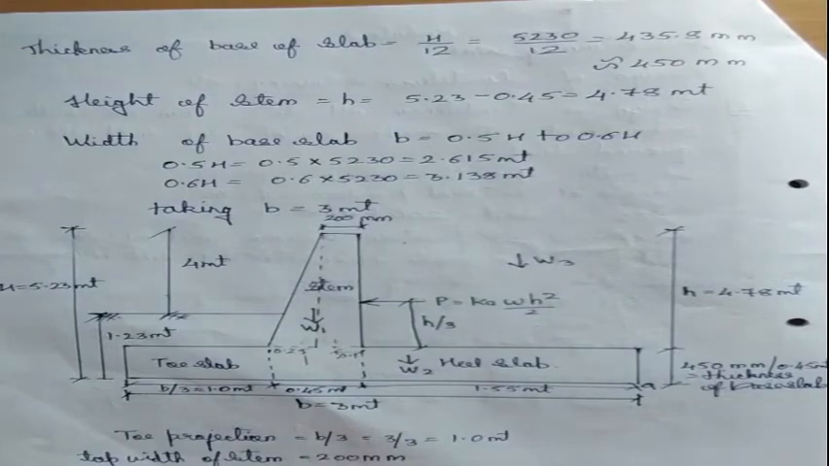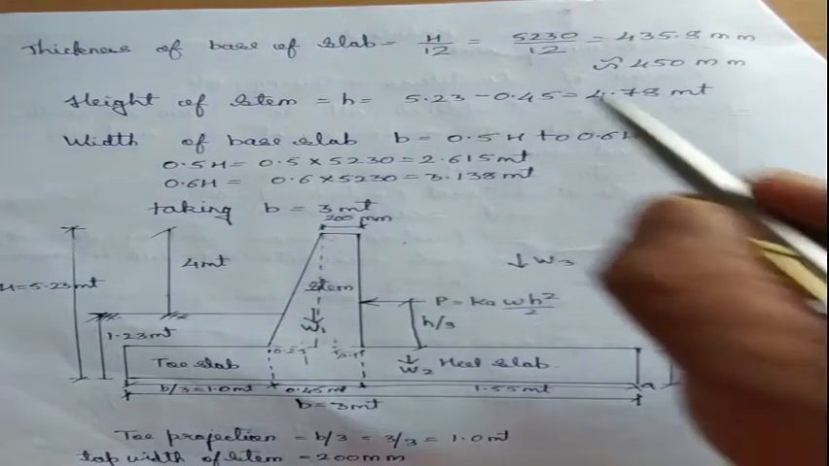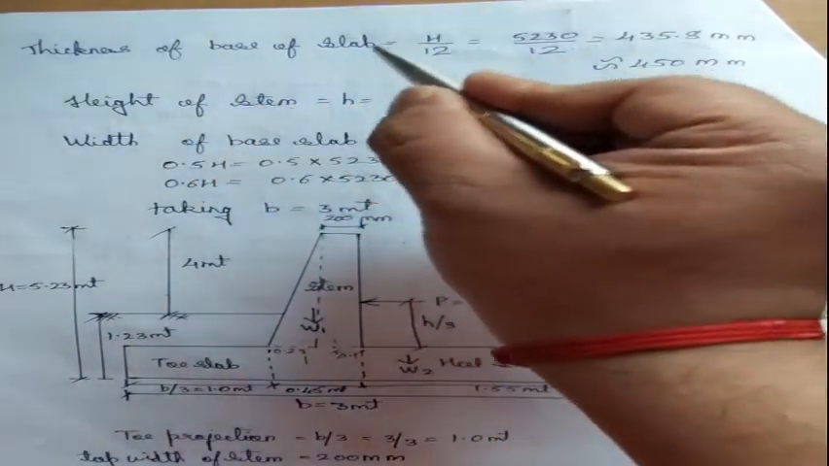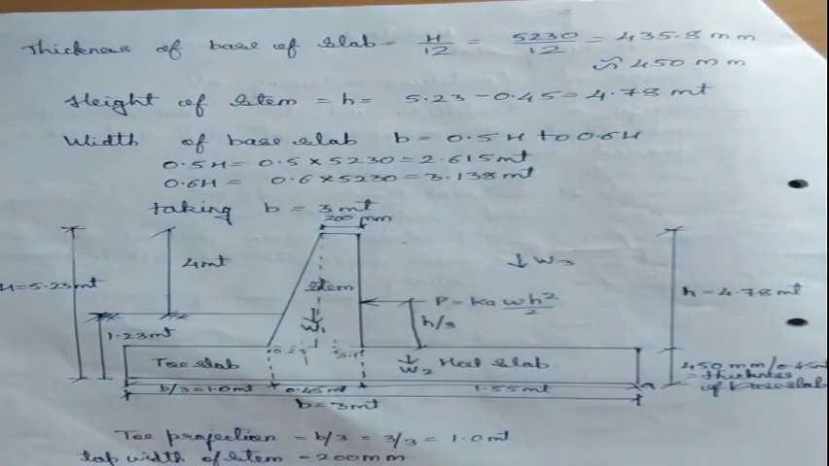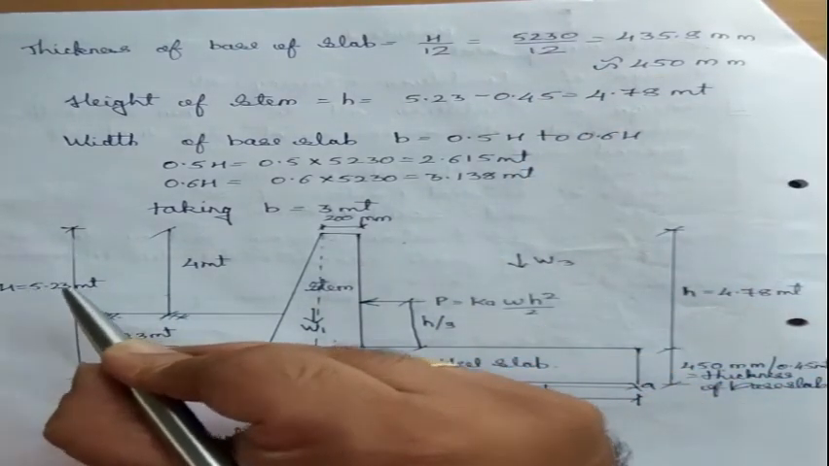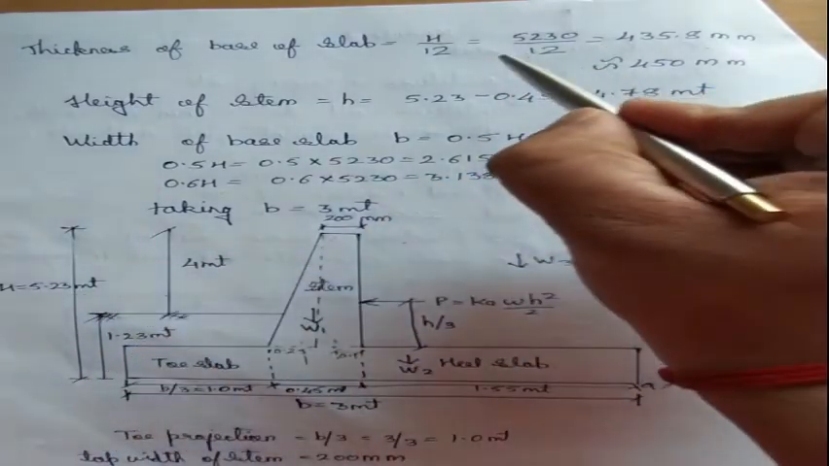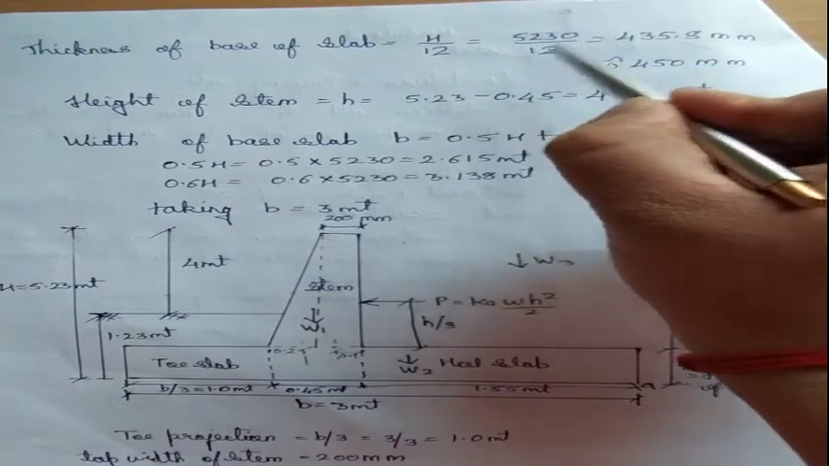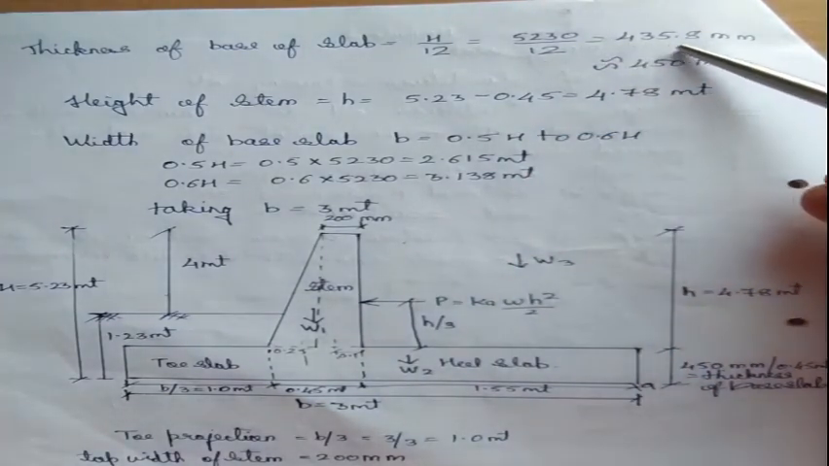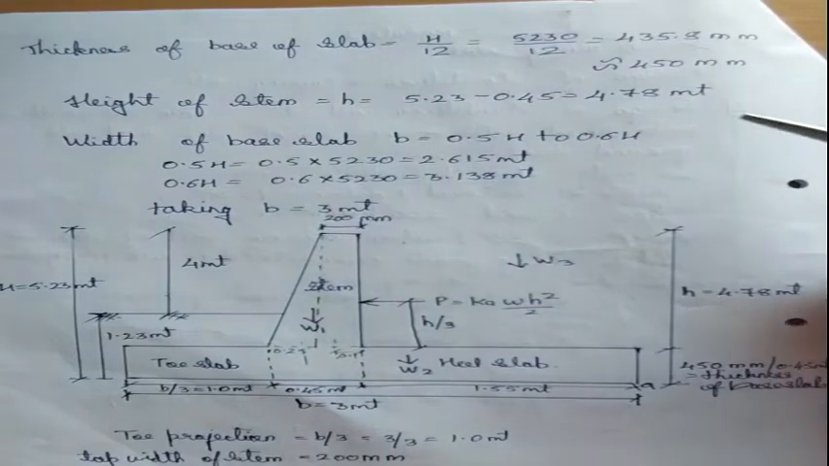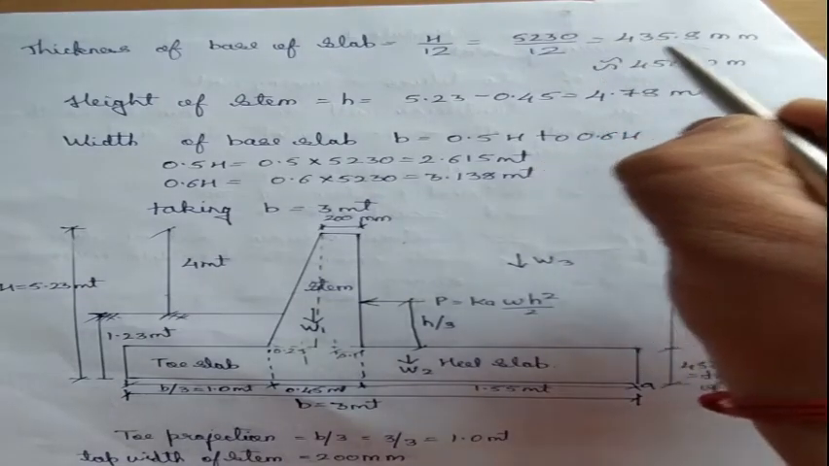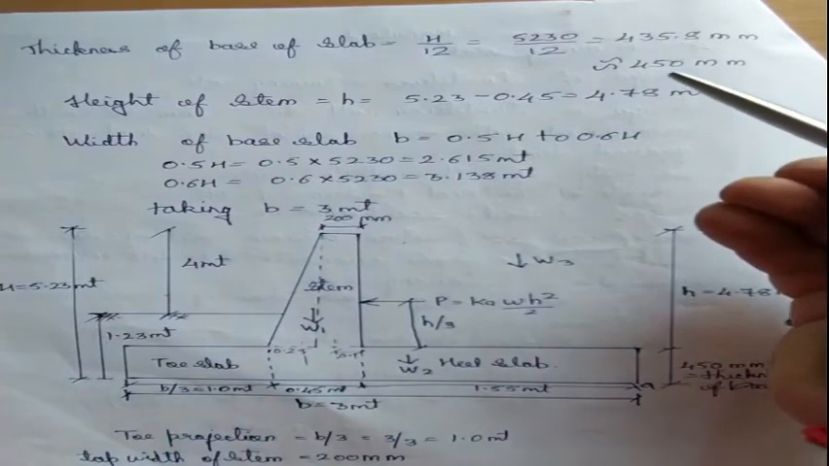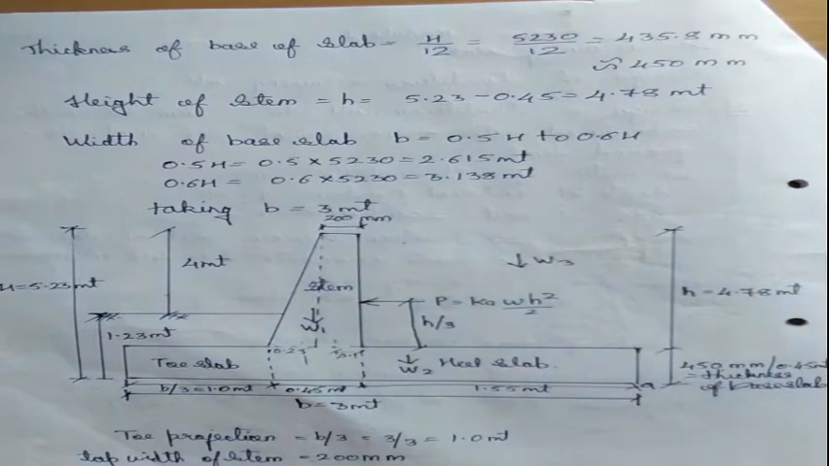Now, let us see the thickness. We will decide the thickness of the base slab. So, the thickness of the base slab is given by an empirical formula H divided by 12, where H is the height of the retaining wall. Now, this height of the retaining wall is in terms of meter. So, I have substituted 5.23 meter in mm. So, 5230 mm divided by 12, which is working out to be 435.8 mm. So, I will round it off to 450 mm. You can take anything higher than this, you can take 436 also, 437 also, 500 also, but do not take anything less than this. So, height is 450 mm. Now, I need to bifurcate the components.